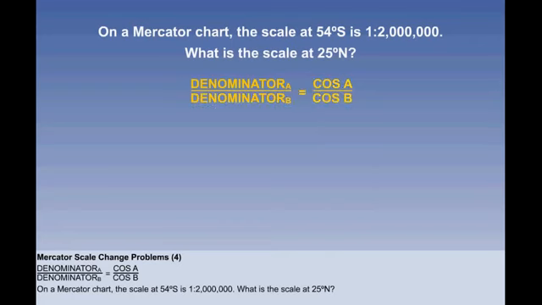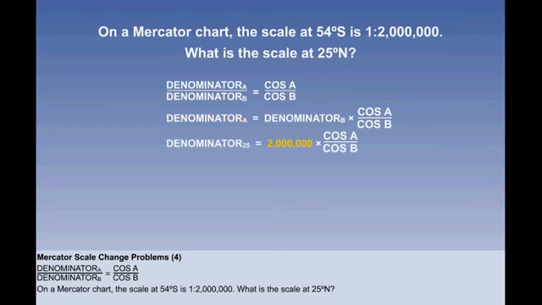Always put your unknown on the left-hand side of the equation. In this case, that's the denominator at 25 north. You know what the denominator at 54 south is. It's given in the question. It's 2 million. You can write them the other way around if you like, but it will involve you in more equation rearrangement and more chance of making a mistake. Put the unknown on the left side and keep it simple.